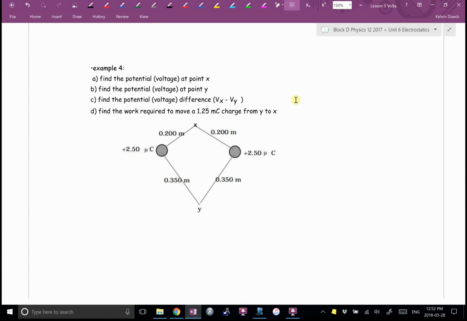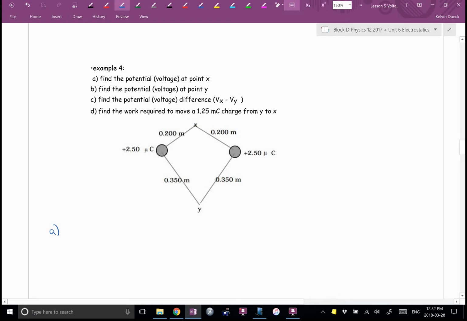We don't care, because A is asking us to find potential, a scalar. B is asking us to find a scalar. C is asking us to find a scalar. And D is asking us to find a scalar. So who cares? Kevin, what does A want me to find? The potential voltage at point M. That's important. Okay? I'm going to find the voltage right there.